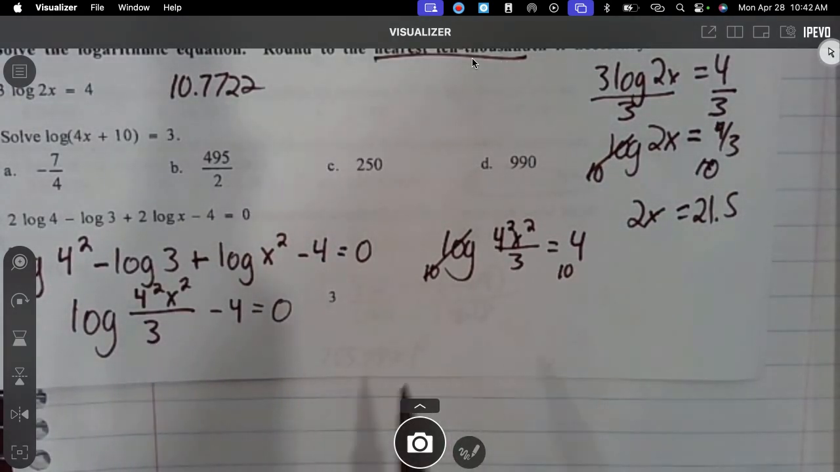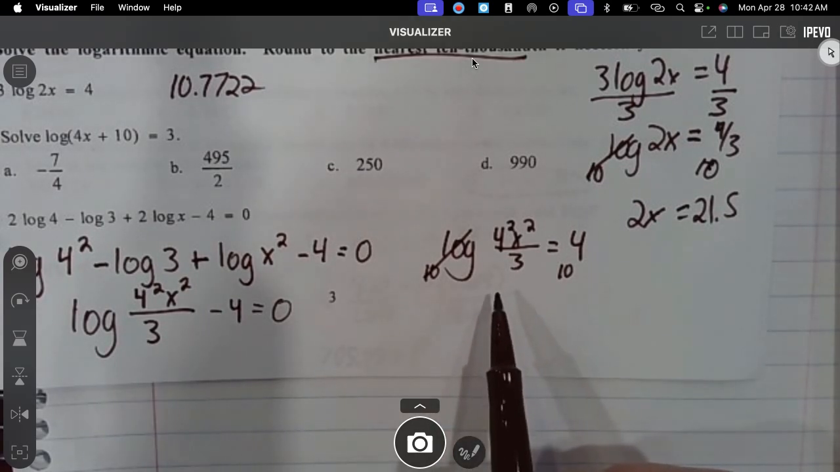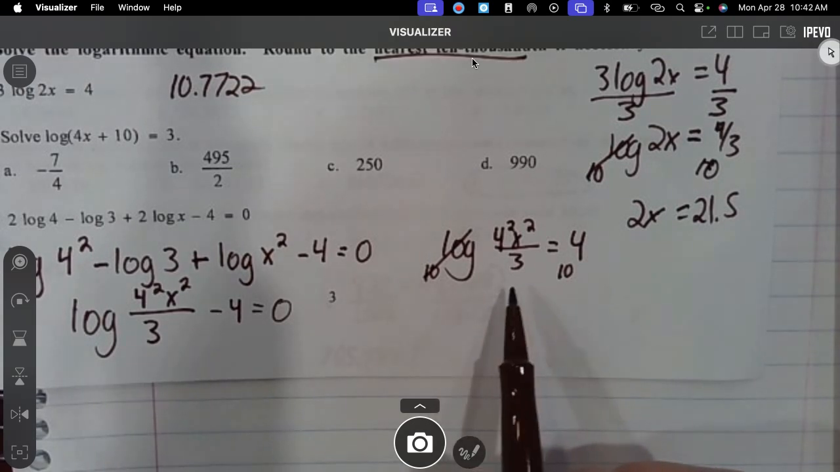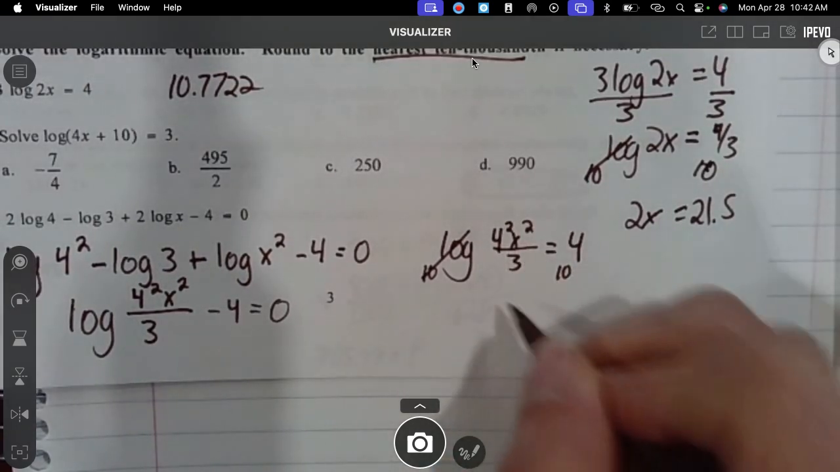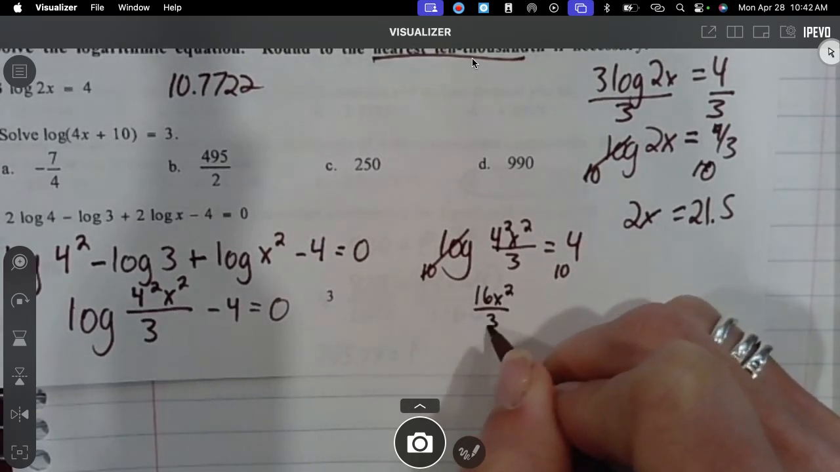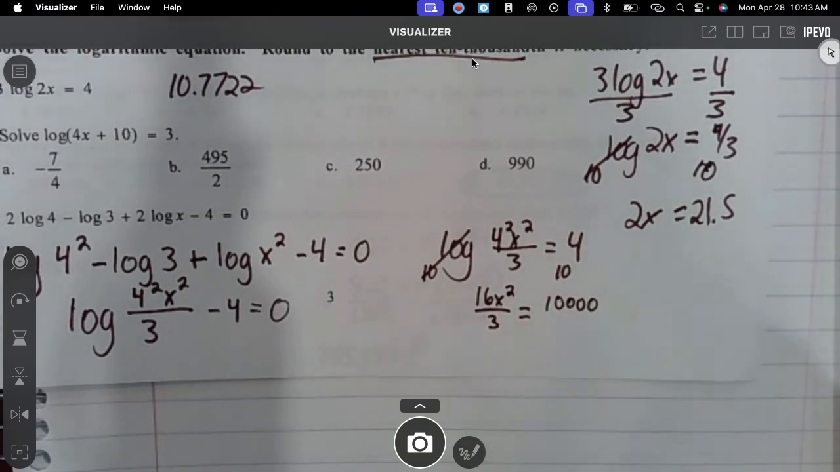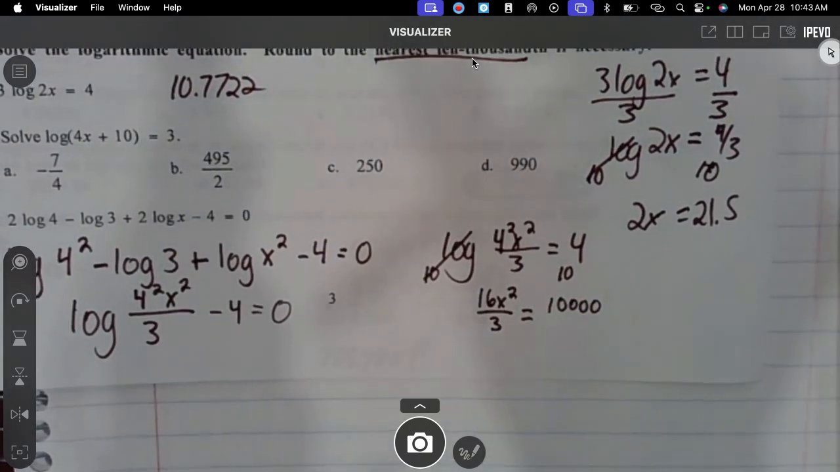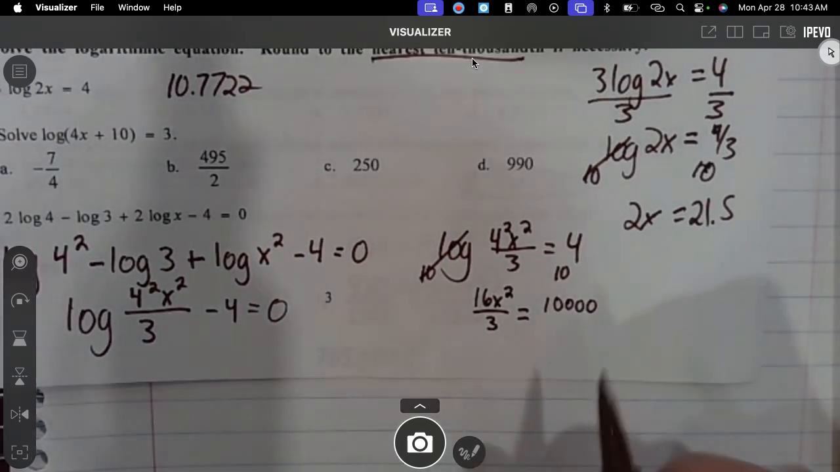You do them all in the same one, don't you? What is 4 squared? 16x squared over 3. And what is 10 to the 4th? I think that's 10,000. It's 4 zeros. Then what do you do? Multiply by 3.